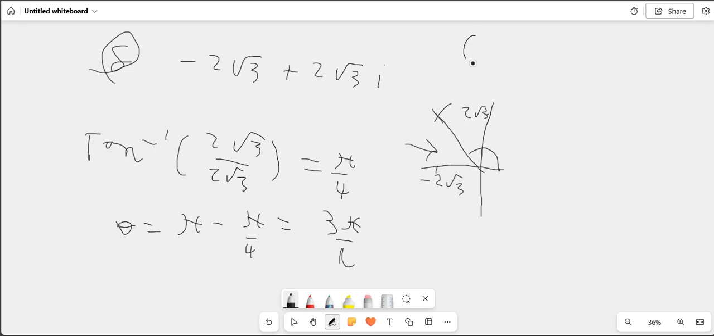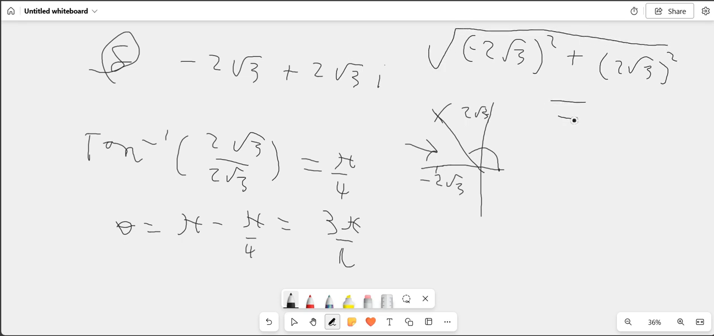And then obviously do the modulus as well, yeah: the square root of 2 root 3 minus 2 root 3 squared plus 2 root 3 squared. And when you do that, you'll get 2 root 6. So the final answer is 2 root 6 e to the power of 3 pi over 4 i, yeah?